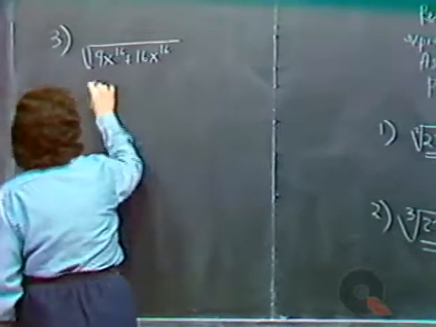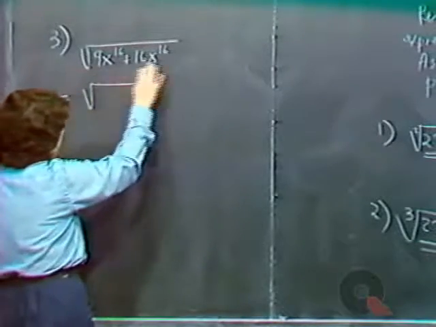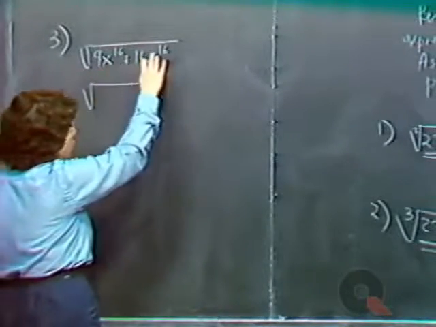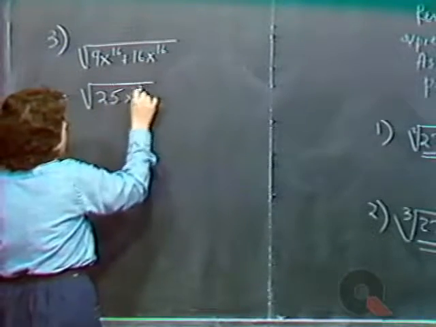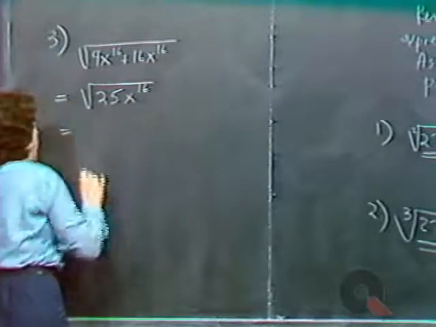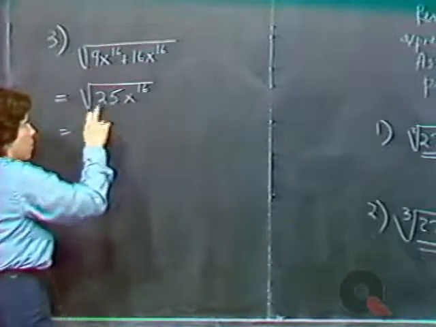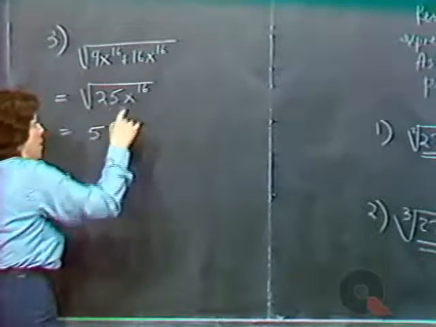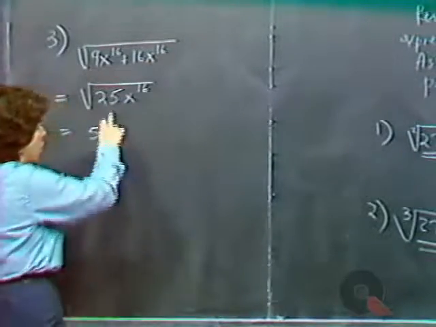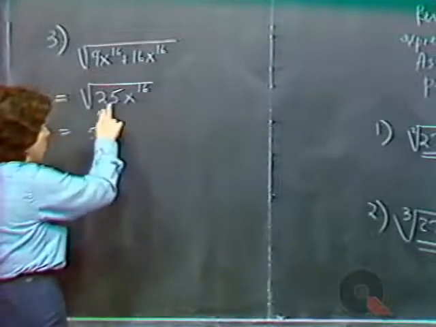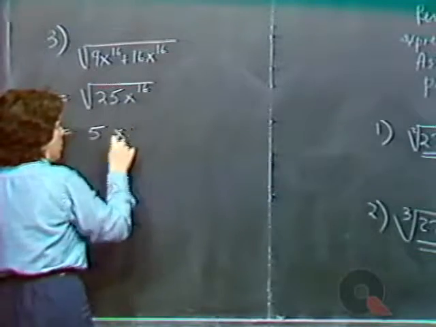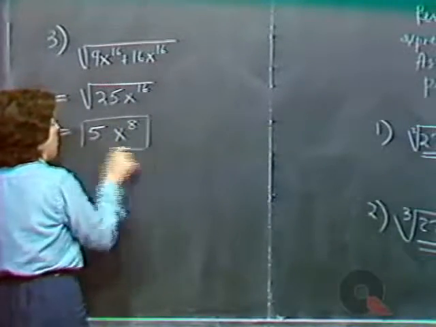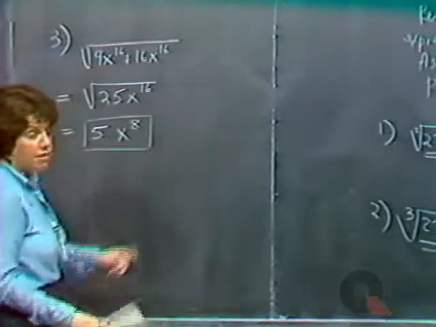So instead, you have to simplify this by adding the like terms. 9x to the 16th plus 16x to the 16th gives us 25x to the 16th. And now, take the square root of 25 and the square root of x to the 16th. Now, while you take the square root of the numerical constant here, you have the power. So the answer is 5x to the 8th, not 5x to the 4th.